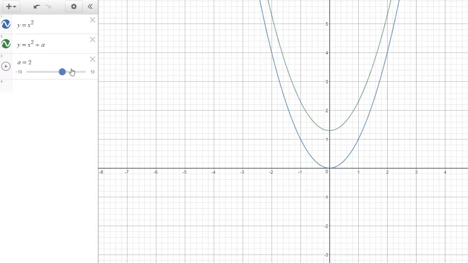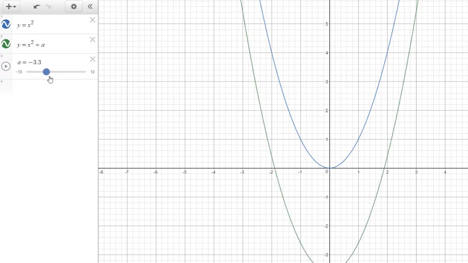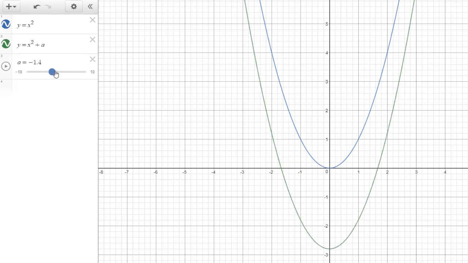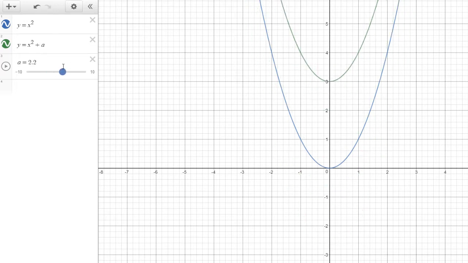Okay, so this y equals f of x plus a, all it does is it shifts the graph of your function f of x in the positive y direction if a is greater than 0, and the negative y direction if a is less than 0. So you can just download that and put these values in and try that for yourself. So let's go back and we'll have a wee look at the next section.